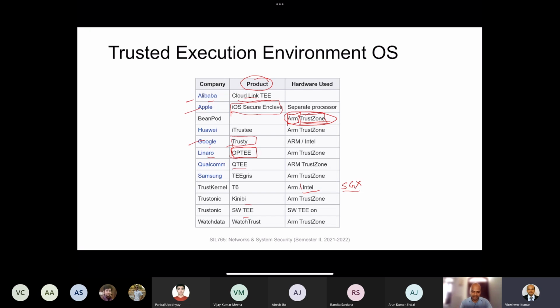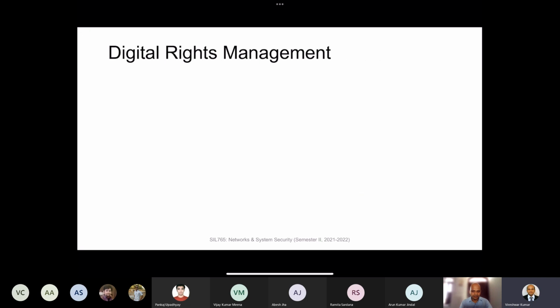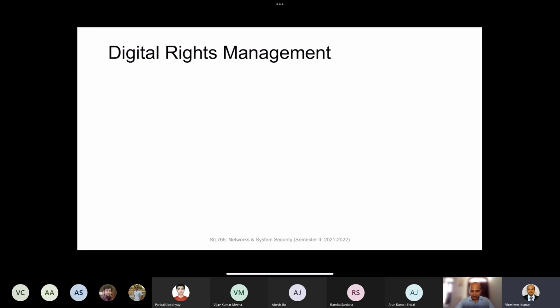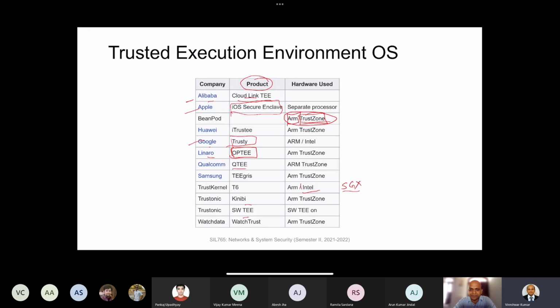Of course, developing a regular OS is difficult. Developing a stable trusted OS is more difficult. I think I have already talked about it in more detail. So, any last questions before we end our discussion today?